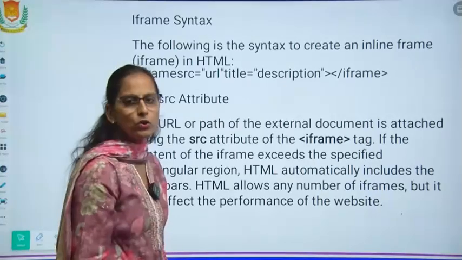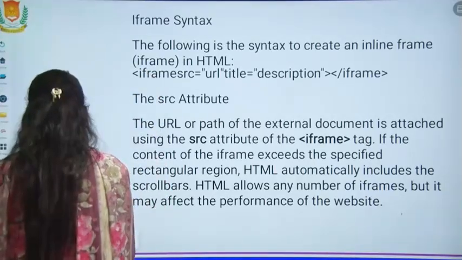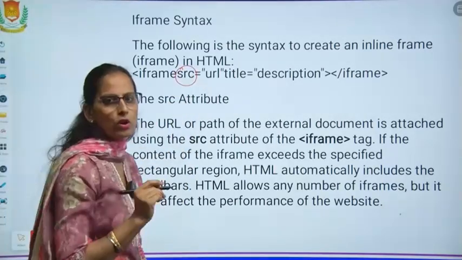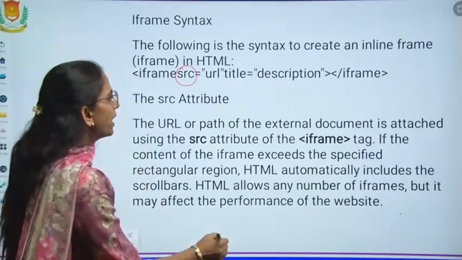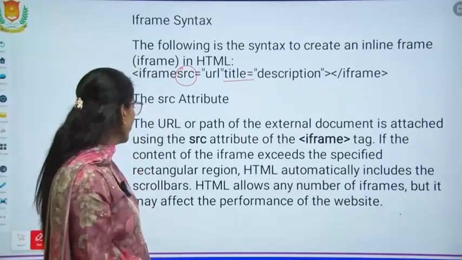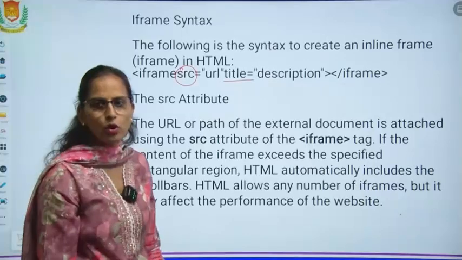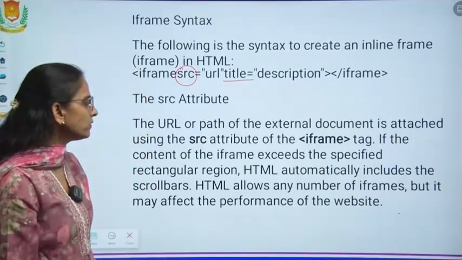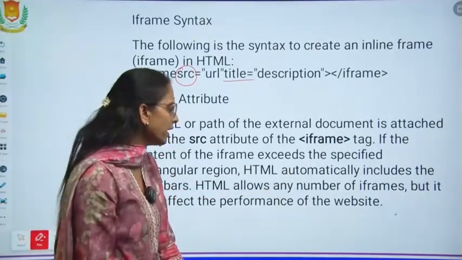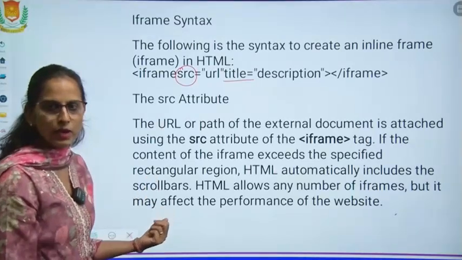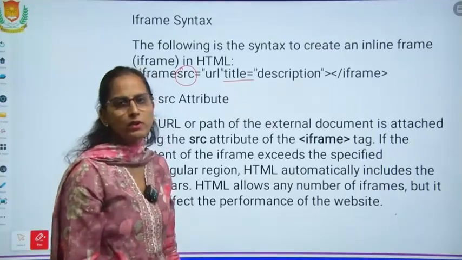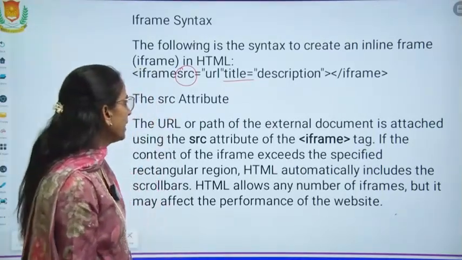Now how can you create the iframe? Again, the concept of the SRC attribute is always the same everywhere, and you have to give the title also. The URL of the path of the external document is attached using the SRC attribute of the iframe tag. If the content of the iframe exceeds the specified rectangular region, HTML automatically includes scroll bars. If the content is not visible at the screen size, it will give you horizontal and vertical scroll bars to view the data. Now how can it be created?